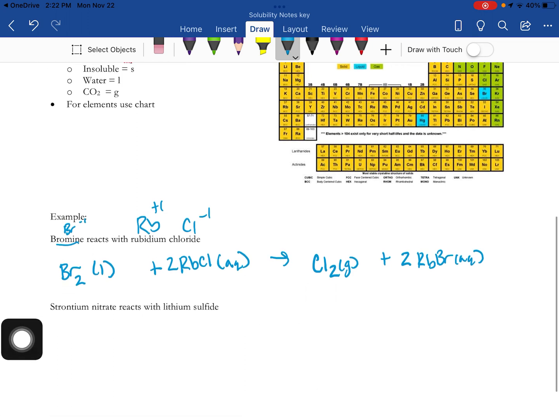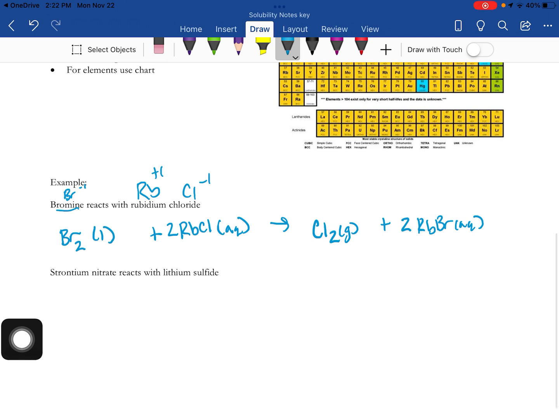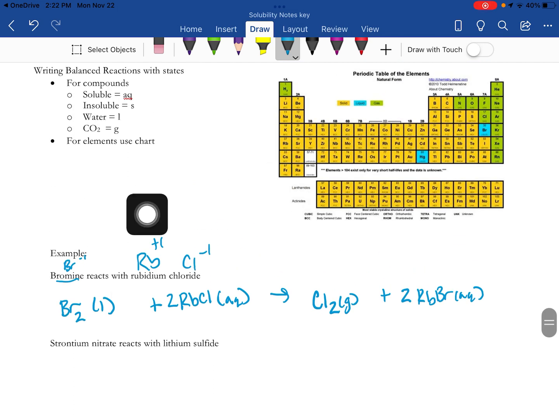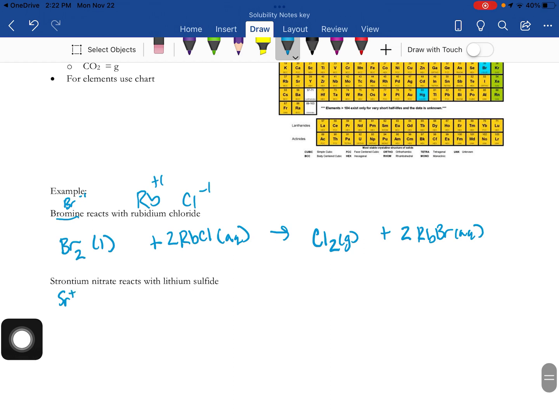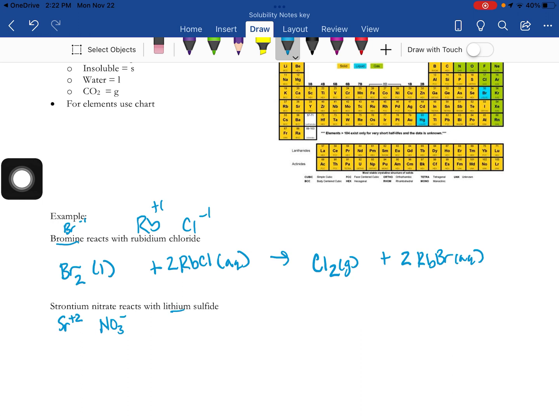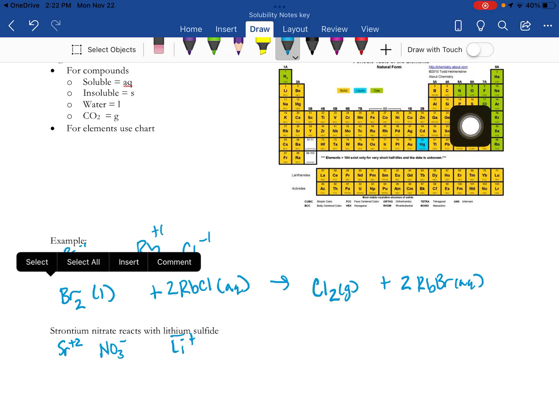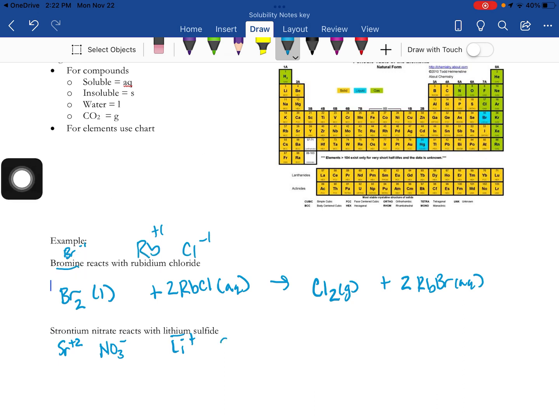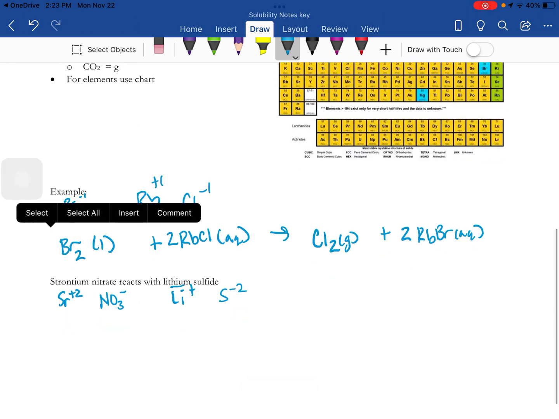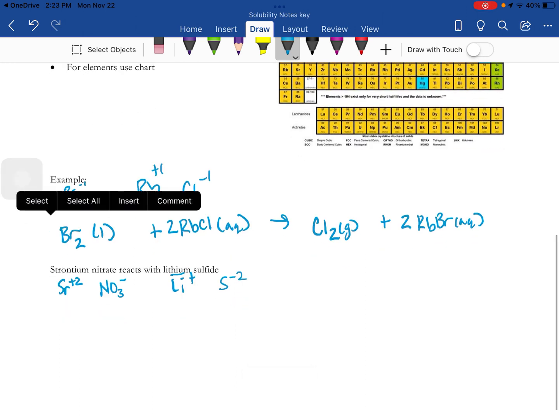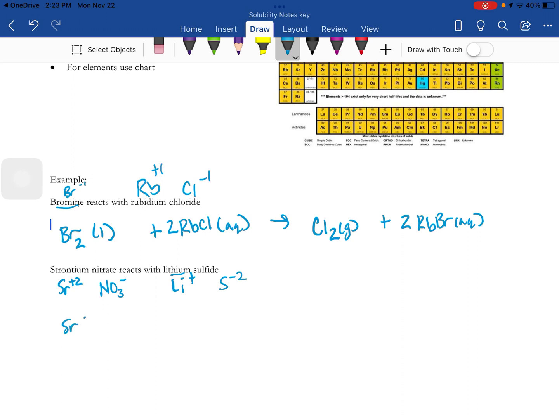Okay, strontium nitrate. Strontium is in group 2. That's Sr plus 2. Nitrate's on the back of your periodic table. That's NO3 minus. It reacts with lithium. Lithium is in group 1, right there. That's a plus 1. Sulfide is right here. It's in group 16, so that's an S minus 2. Okay, so strontium nitrate, the formula will be Sr, and then cross that 2 over, so Sr(NO3)2.